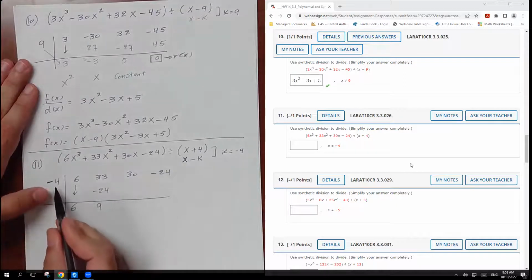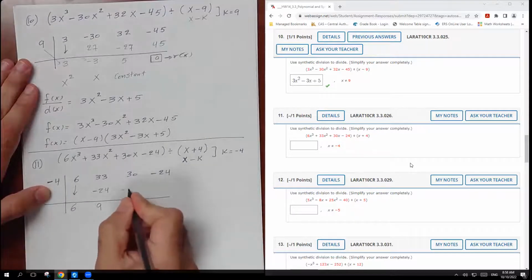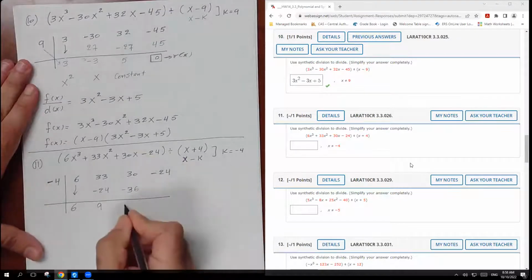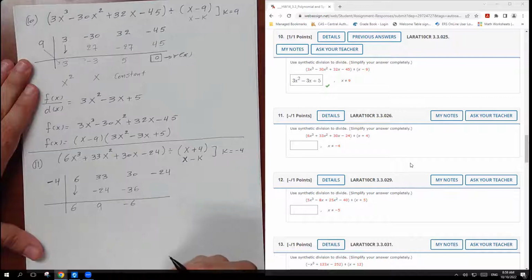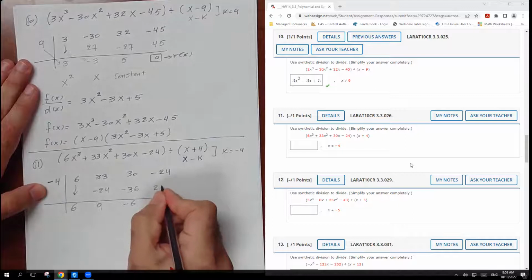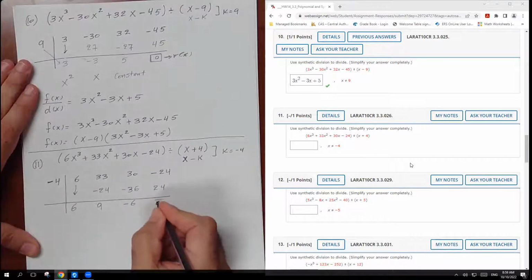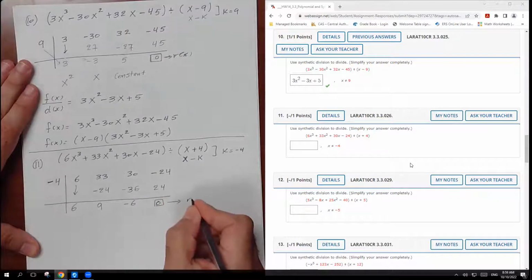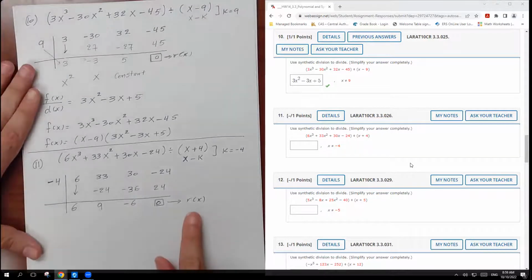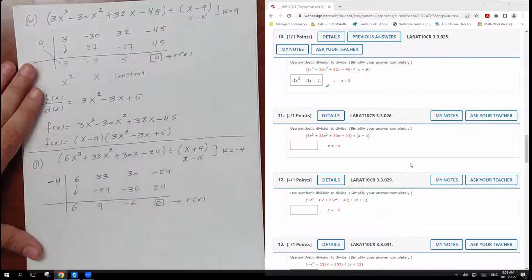Now I'm going to multiply again. -4 times 9 is going to be -36. Add these together, so it's going to be -6. -4 times -6 is going to be 24. Add these together is going to be 0. So the remainder in this example also is 0. Be careful, because sometimes the remainder is not 0. But in this example, the remainder is 0.